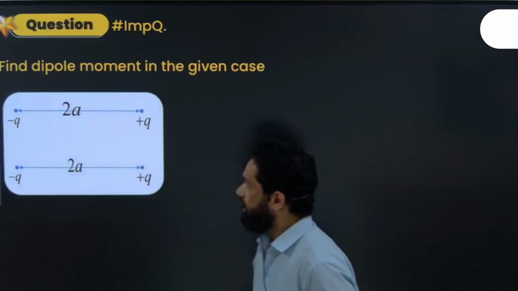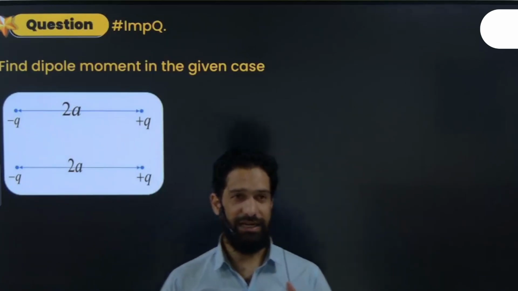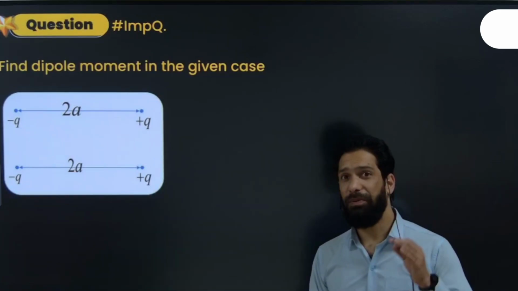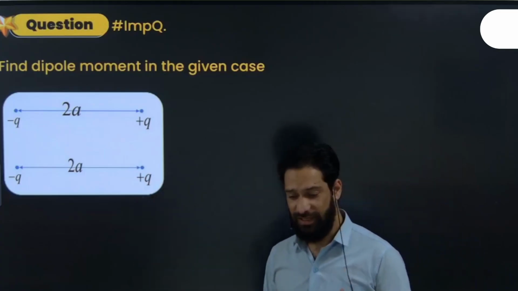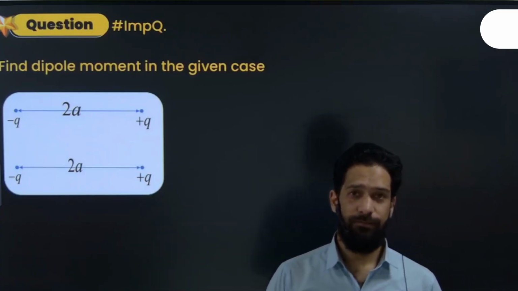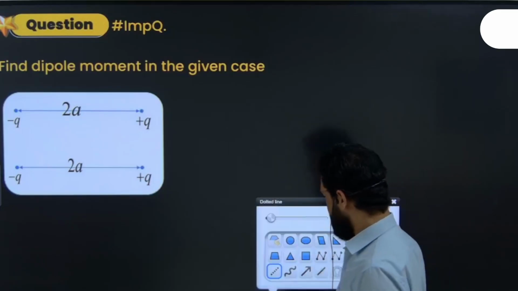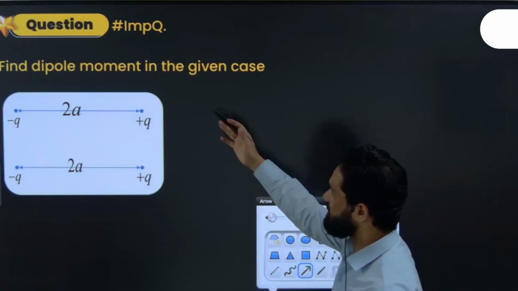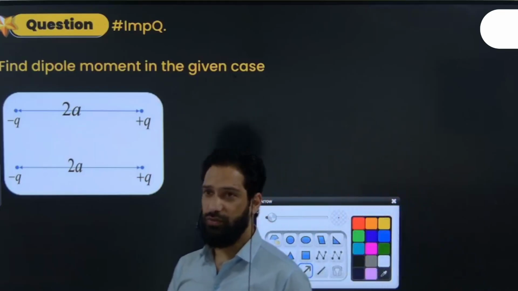Okay. Now, since the dipole moment is a vector, technically every property of a vector will apply to dipoles as well. In other words, the electric dipole will follow every property that a vector follows. So we'll see what this is. It's asking to find the dipole moment in the given case. So how do we do it?